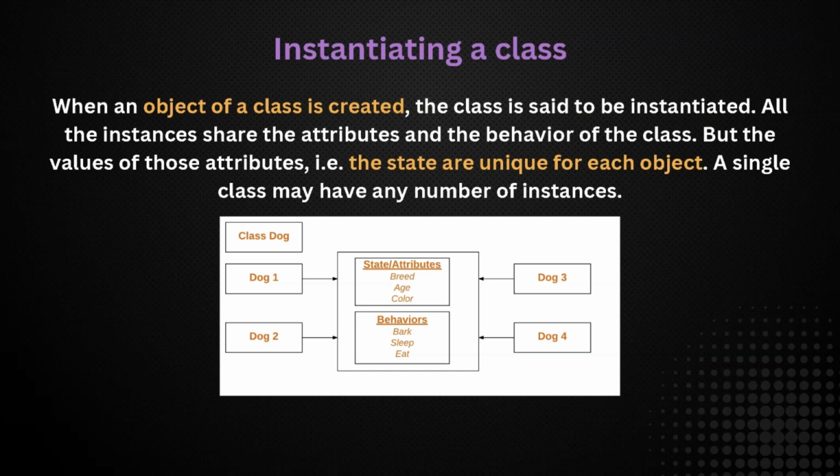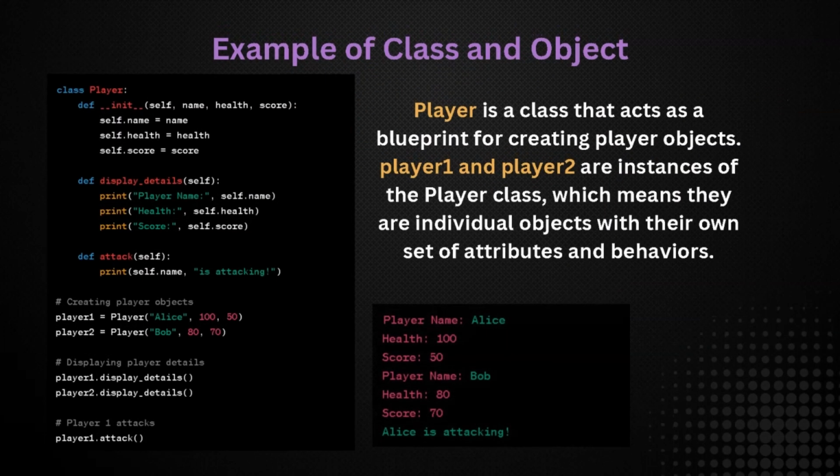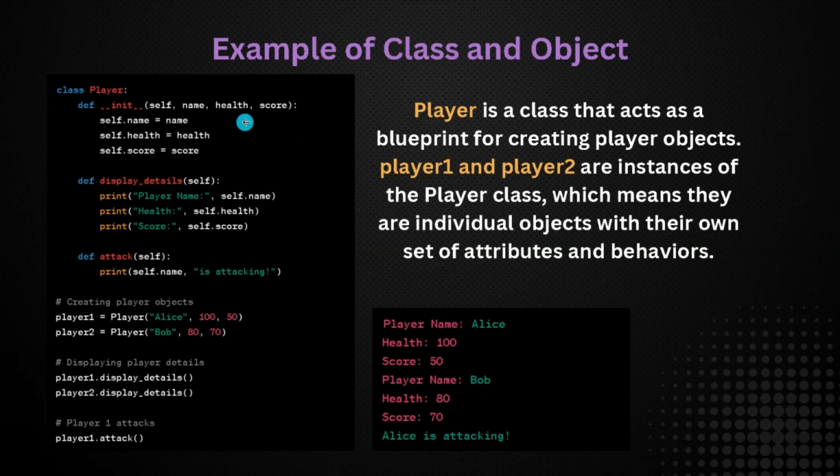As said before, using one blueprint, you can create n number of houses. Similarly, using one class, you can create any number of instances or objects. However, each object will have the attributes and behavior of the class, but the values of those attributes will be unique to each object. So to understand it more clearly, let's see an example. In this example, we define a class called player.